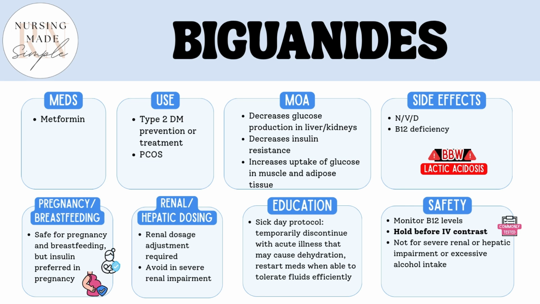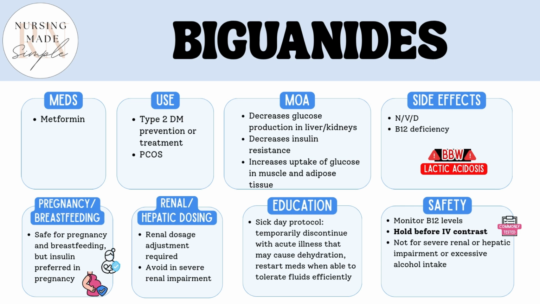Metformin is pretty well tolerated. Most common side effects are going to be nausea, vomiting, and diarrhea, and it can also cause B12 deficiency. It does have a black box warning for lactic acidosis, and this is more likely to occur in patients who have renal or hepatic impairment or who have excessive alcohol intake.